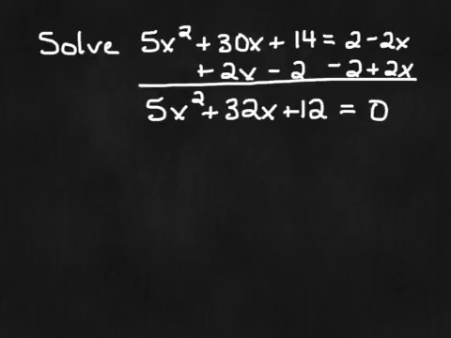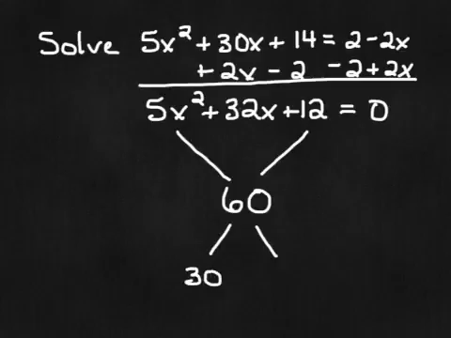Now to factor this, just as a review, multiply the first and the last numbers together, 60, and then find factors of 60 that add to 32. In this case, it'll be 30 and 2. So I write the first part without the squared, so 5x plus 30.